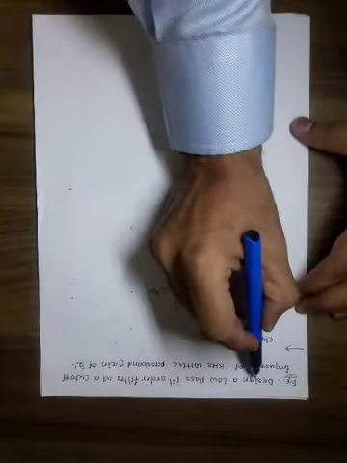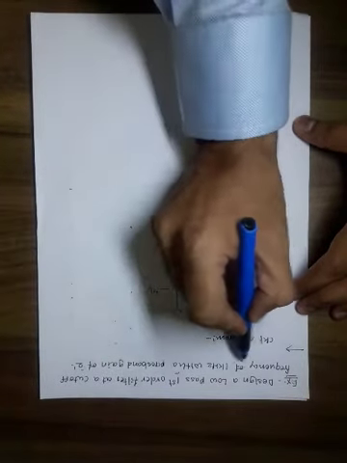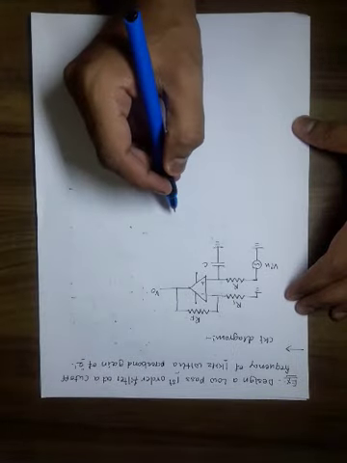Hi friends, today we'll solve some numericals based on the low pass filter. I select this numerical: design a low pass first order filter at a cutoff frequency of 1 kHz with a passband gain of 2.